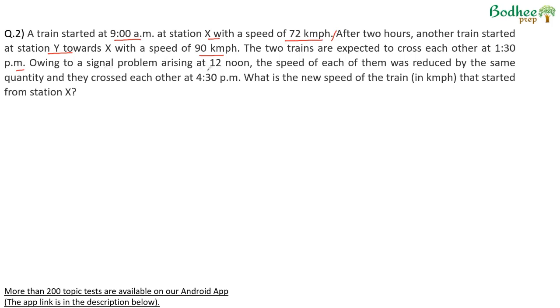Owing to a signal problem arising at 12 noon, the speed of each of them was reduced by the same quantity and they crossed each other at 4:30 p.m. What is the new speed of the train that started from X?